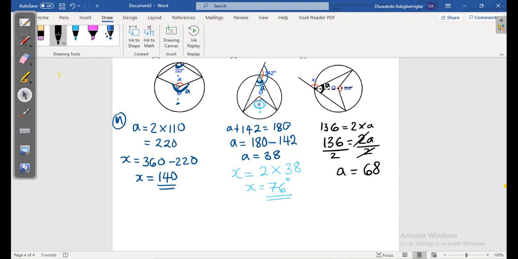So what will be my x? X will now be 180 minus 68 from angles on a straight line, and that will give us 112.